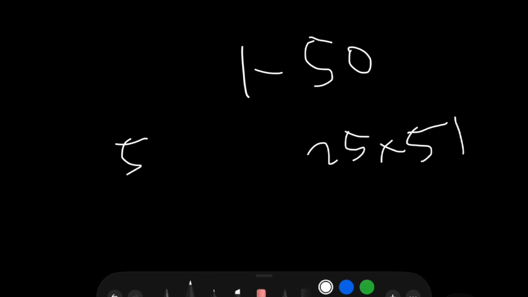Let's try 1 through 50. There's 25 numbers, so we multiply 25 times 51. And 25, we can simplify it by saying, let's divide it by 4. Let's take 51 divided by 4. So we know that 48 is 4 times 12.